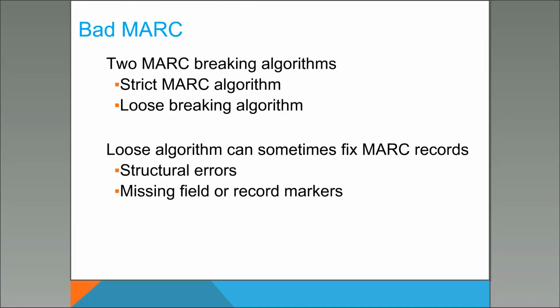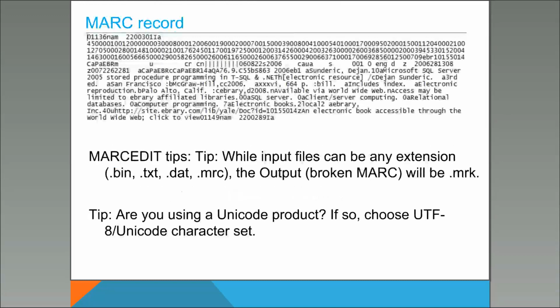So some of the things MARCEDIT can do is help fix some of the MARC errors. And there are two big buckets. It can look at structural errors in the MARC record, so is it overall formatted correctly? It can also look for missing fields, missing record markers, things like that. So it can look for the basic structural parts of a MARC record and fix it. It's not going to necessarily tell you that that 440 is obsolete and needs to be recoded as a 490 and 830, but it could alert you that that field exists in your record if you have it looking for particular things. And we're going to talk about data analysis as a MARCEDIT tool as well.